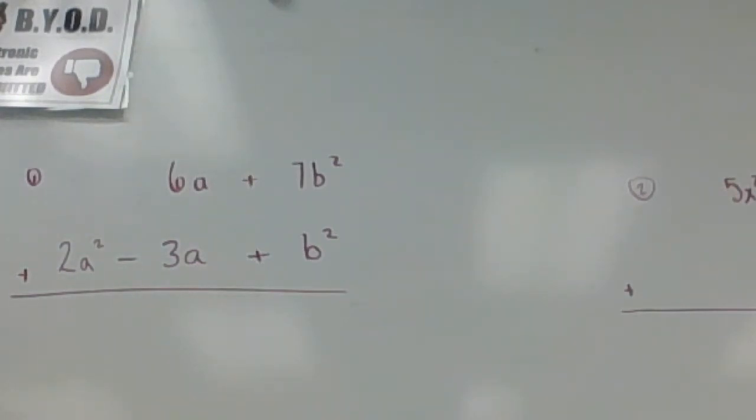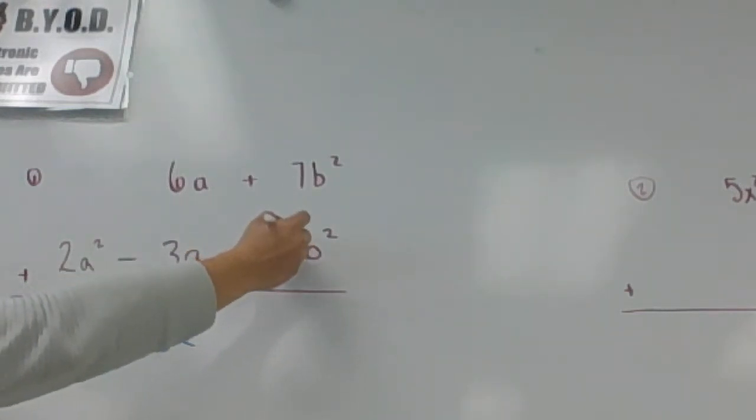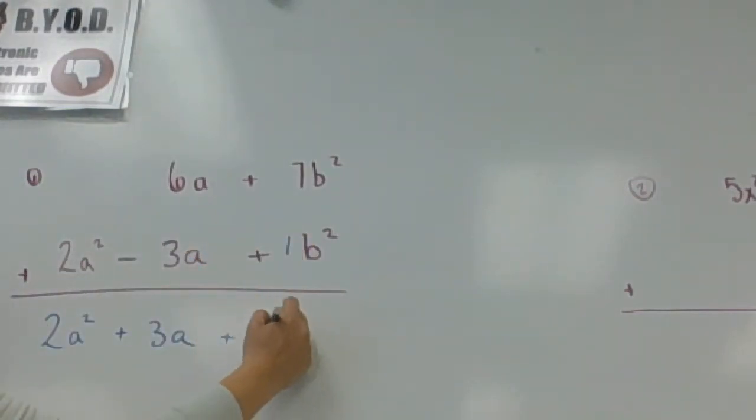Did anybody set it up like this? Thumbs up if you set it up like this. Thumbs up if you did this, but your 2a squared was at the end. That's totally good too, just as good. So now when I add down, there's no other a squared, so it stays the same. 6 minus 3 will leave you with 3a. And 7b squared added to 1b squared is 8b squared.